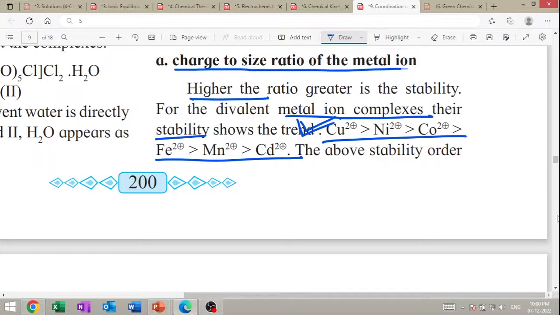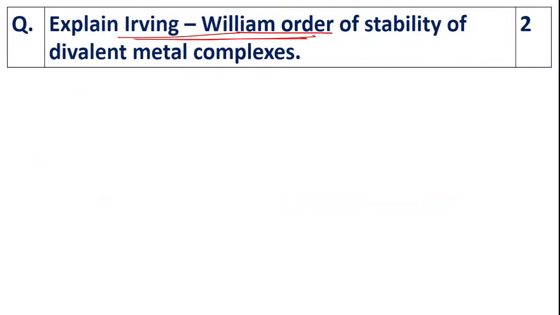Charge to size ratio of the metal ion. What is the Irving-Williams order? The charge to size ratio of the metal ion: if the charge to size ratio of the metal ion is higher, the stability of the metal complex is also higher. Next, this is very important, the Irving-Williams order of stability of divalent metal complexes.